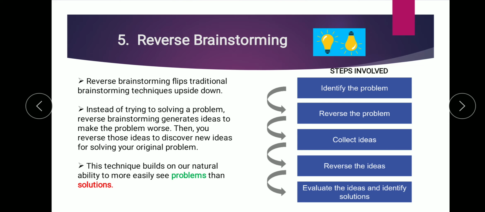So the thing is, this technique builds on our natural ability to more easily see the problems than solutions. For example, in the case of a musician, while listening to music, you might know that the lyrics are wrong, but you don't know what the right lyrics are. So this is a type of thing, because we can easily point out the problems in any situation, but it's difficult to come up with the corrective measure for that problem. So first you identify the problems and then come up with solutions to them.